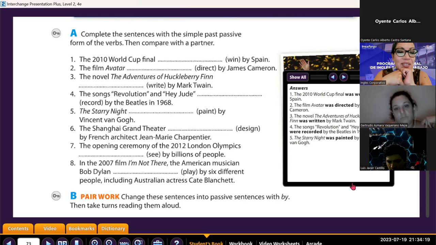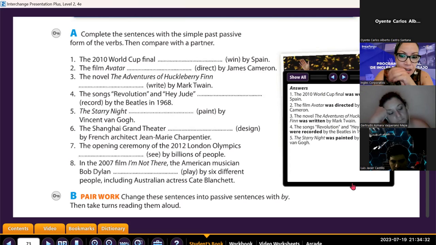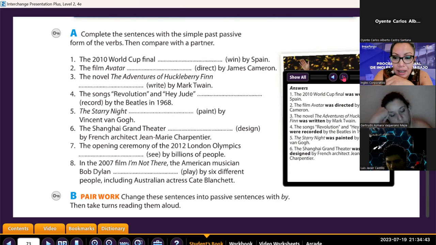The Shanghai Grand Theater, number six. Volunteer. The Shanghai Grand Theater was designed by French architect Jean-Marie Charpentier. Excellent. Thank you so much. It's correct.